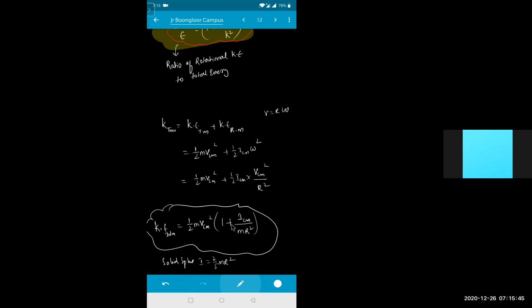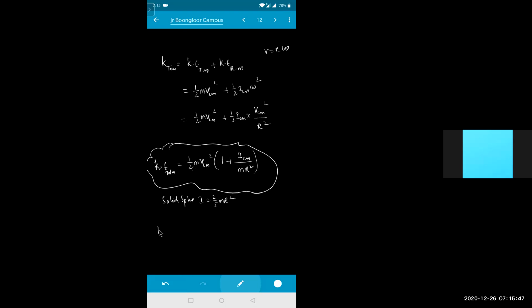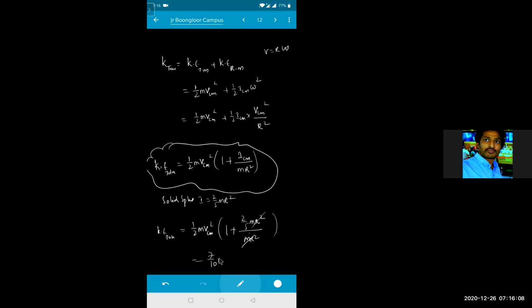Now if I'm writing the kinetic energy, total kinetic energy will be equal to half into m into VCM square into 1 plus 2 by 5, that is m into 2 by 5 r square divided by m into r square. The m r square gets cancelled. 1 plus 2 by 5 is 7 by 5, so this will become 7 by 5 into half, which is 7 by 10 into m into VCM square.